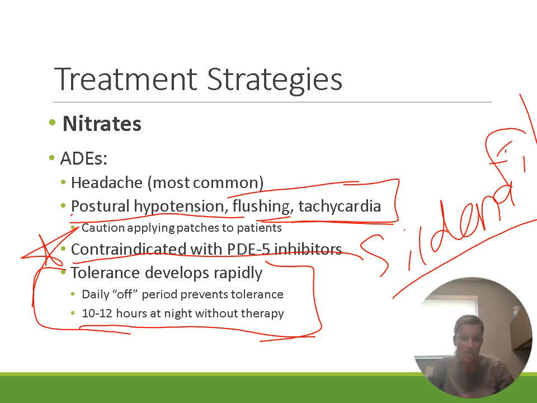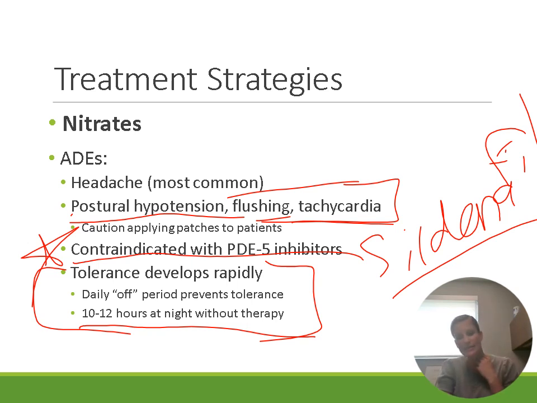For stable angina, though, it's what we just mentioned. You take it in the morning, your off is at night. Nitro patches are used for stable angina, and you just apply one patch per day, but you leave it on for 12 hours. So apply the patch in the morning, you leave it on for 12 hours, and then you take it off at night. So 12 on, 12 off, if it's the patch.